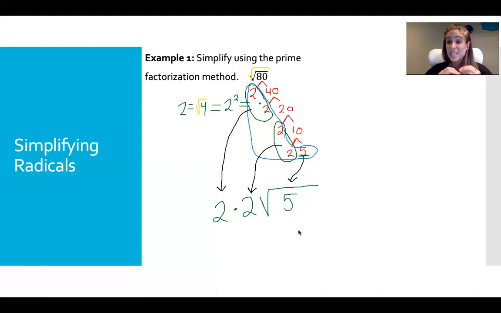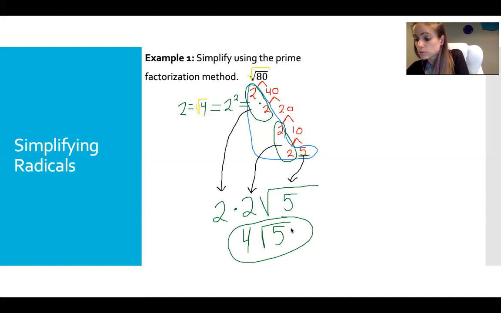Now, this is really close to being done, but we want a fully simplified answer, which means I need to complete the multiplication outside of the radical. So 2 times 2 is 4. So 4 square root of 5 is the simplified radical of the square root of 80.